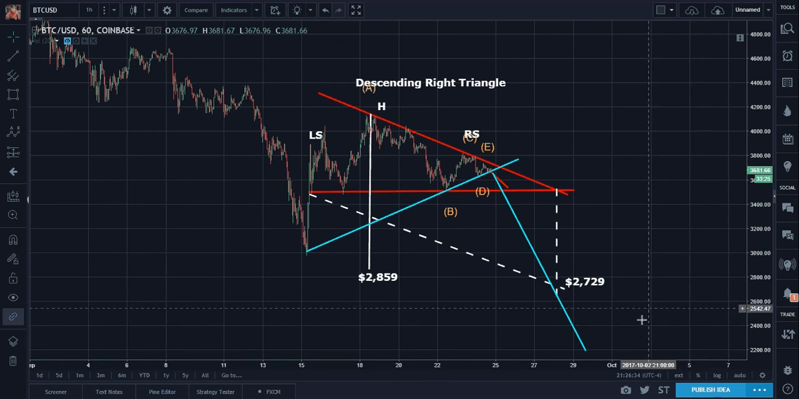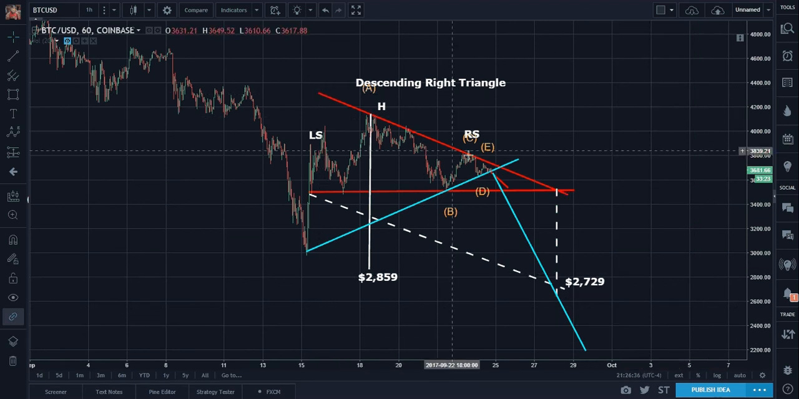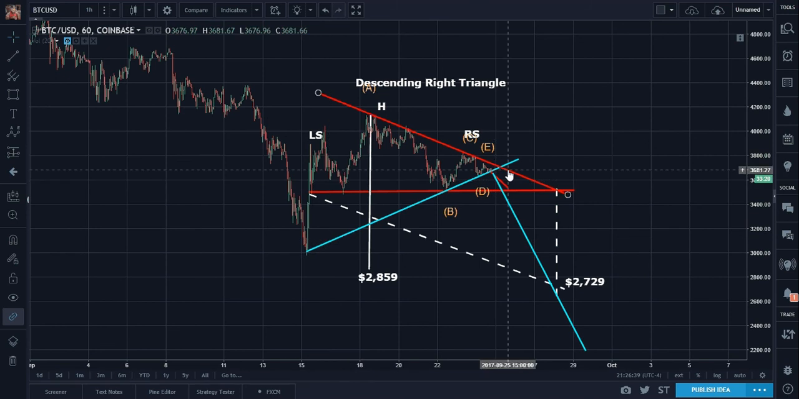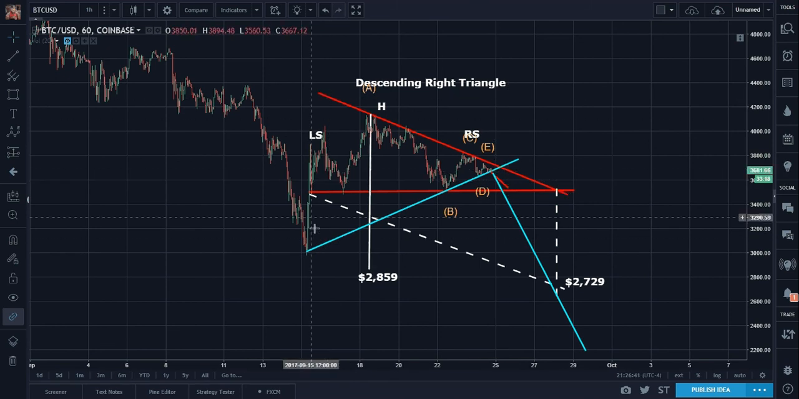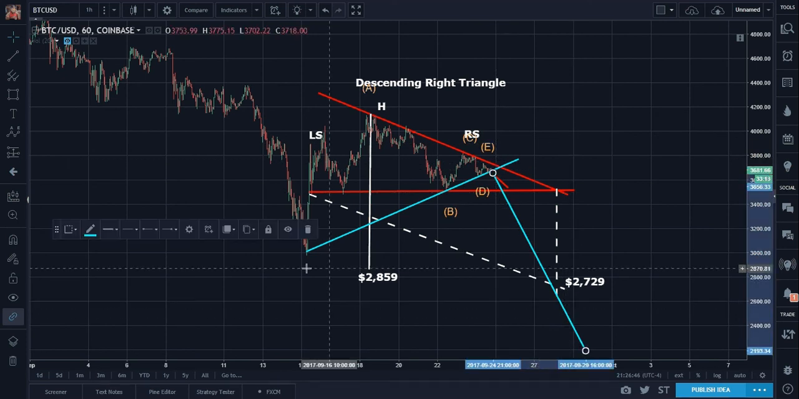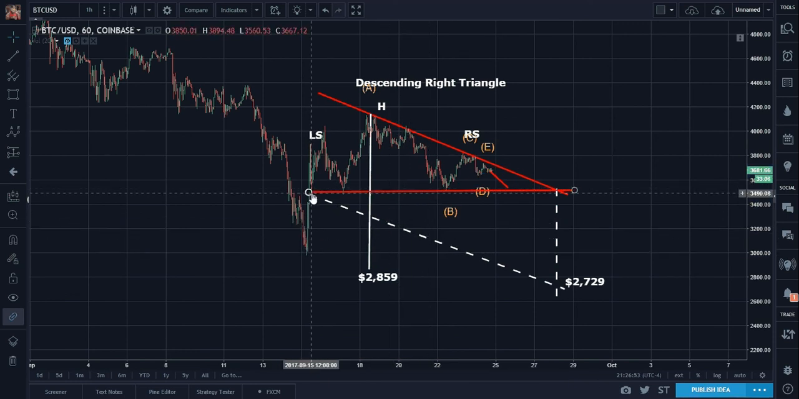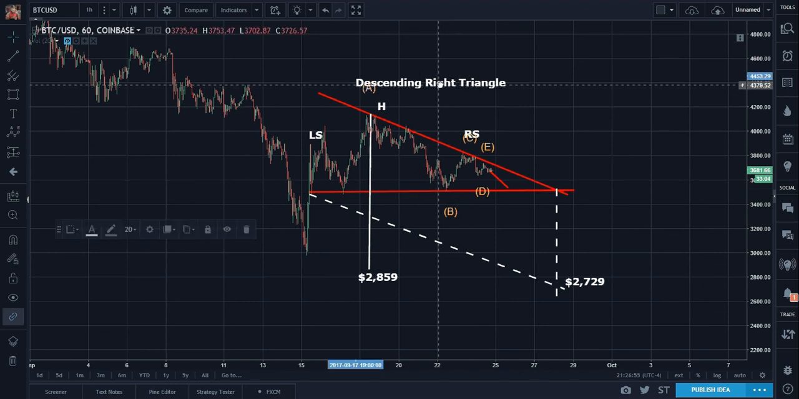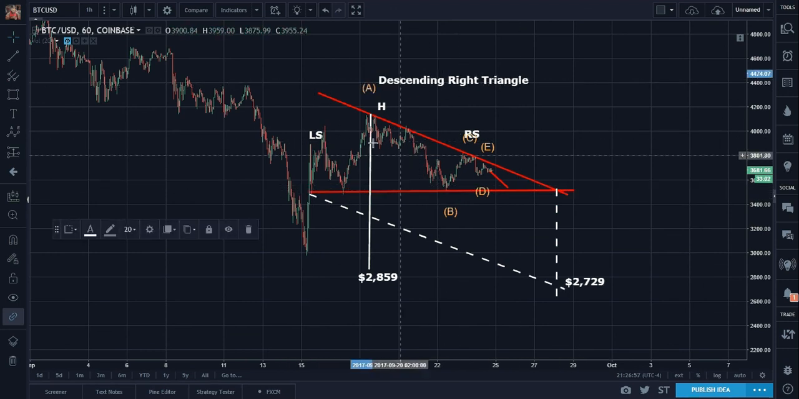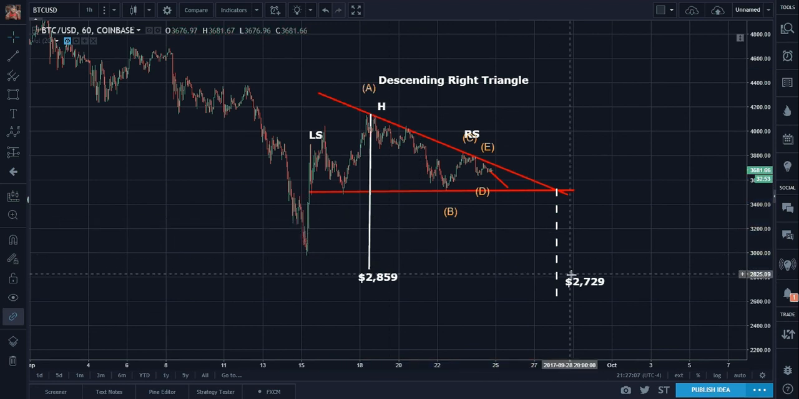So let me deconstruct this. We have a symmetrical triangle potential, right? We have an A, B, C, D, E, and a decline. We have a descending right triangle with a target potential of 2729. That's clear.